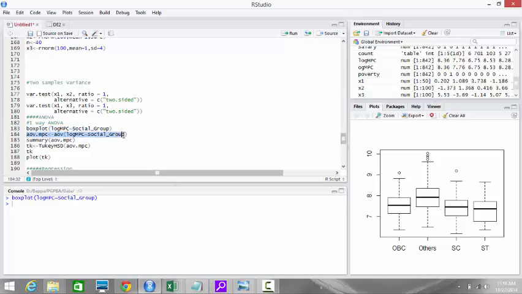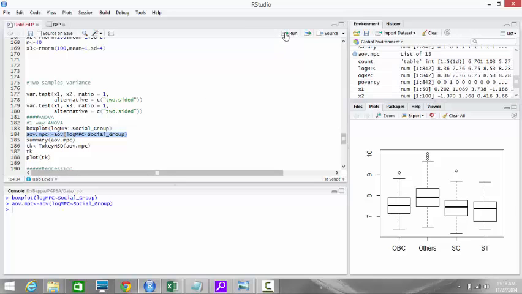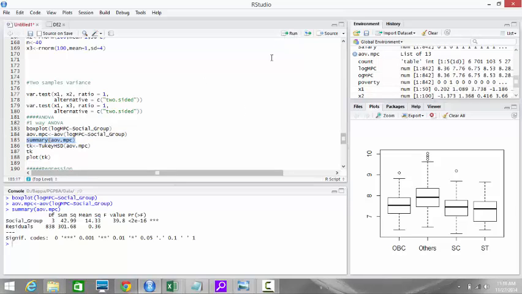So let's do a simple ANOVA, and if we do a summary of the ANOVA table by the aov command, we find indeed that the null hypothesis that all the log MPCs are the same gets rejected. Therefore the inference is that not all the log MPC values are the same across the 4 groups. That is inferred from the fact that the p-value is extremely small.